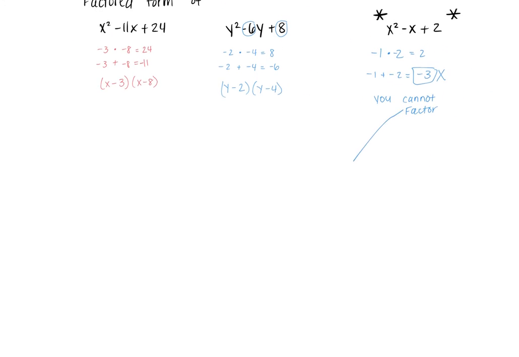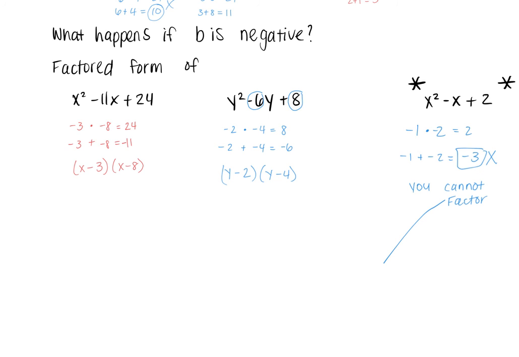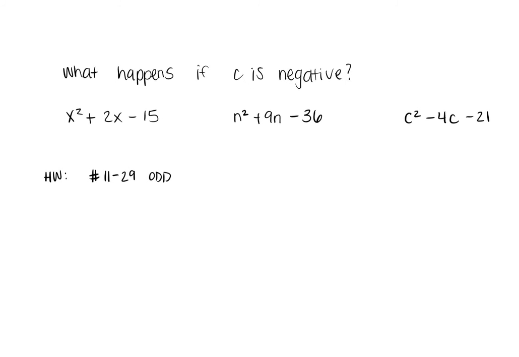Back. So when b was negative, were our factors negative? Both of them or just one? Both. When that's going to happen? Oops. What happens if c is negative?